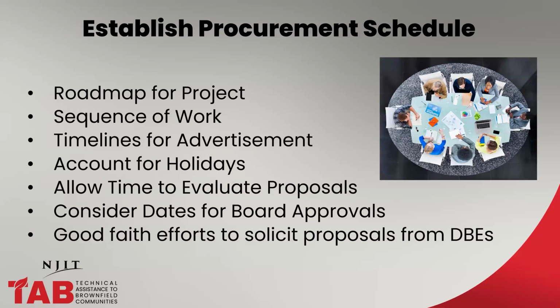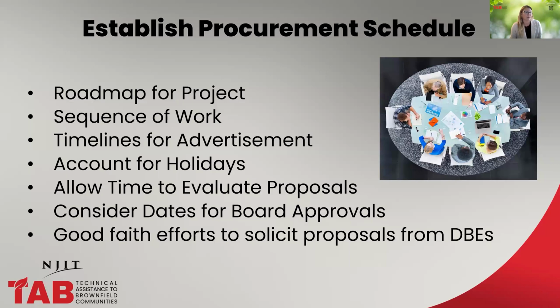So kind of taking a step back through setting up your procurement process, you want to look at the schedule. You want to think of this as an opportunity to map out the way your project is going to go. So looking at the sequence of work, which contracts do you need to establish early on versus which ones should be waiting until later? What timelines you're going to need for advertisement. EPA recommends that you have at least a 30-day advertisement window for your RFPs and for your RFQs.